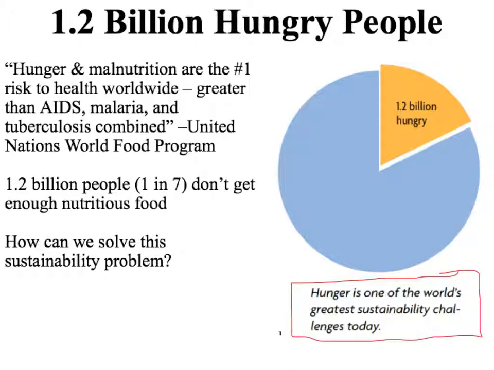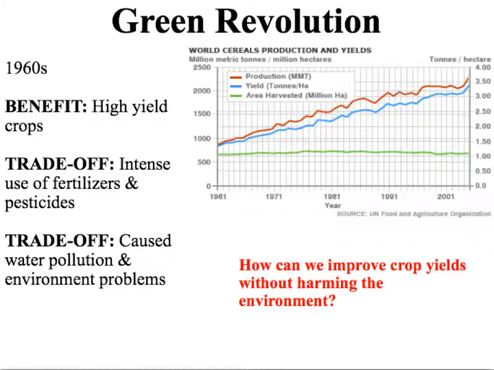That's our challenge. In the 1960s, one way that farmers tried to tackle this challenge was with something called the Green Revolution. What the Green Revolution was, it involved a use of a whole bunch of fertilizers and pesticides to increase crop yields. So when we think about ways to solve problems, we want to think about benefits, positive things, and trade-offs, things that might be not so good as a result of that solution.